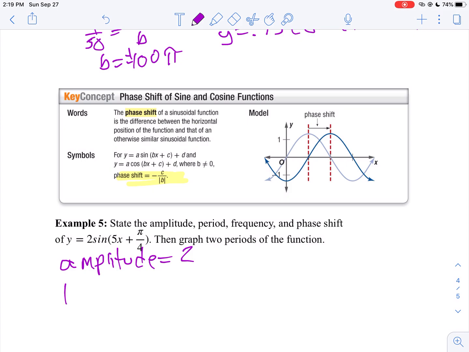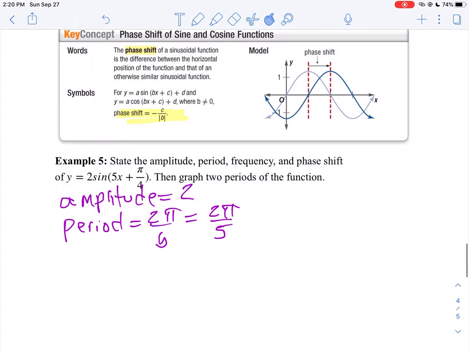Let's find the period. The period is going to be 2 pi over b. Well, b in this case is 5. So the period is going to be 2 pi divided by 5. So I think when I do my graph, since we're doing 2 periods, I'm going to go from negative 2 pi over 5 to positive 2 pi over 5.